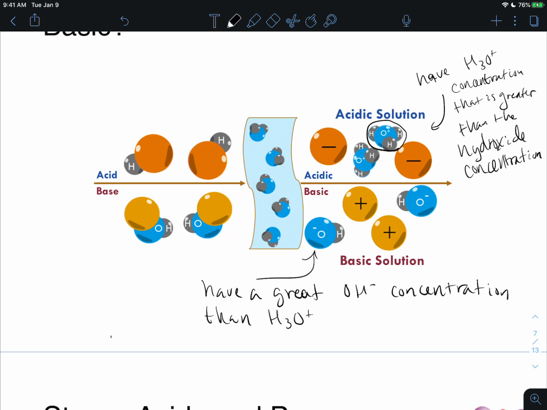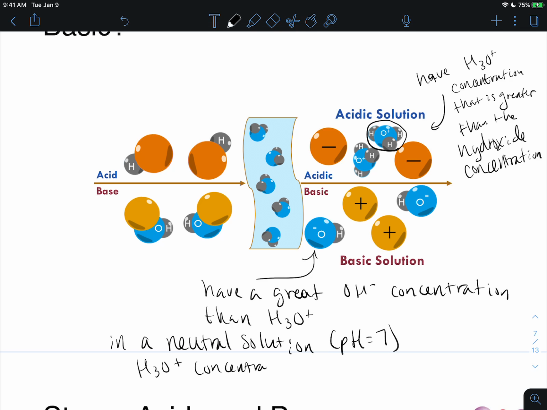In a neutral solution, so one where we have a pH equal to 7, your hydronium concentration will be equal to the hydroxide concentration.